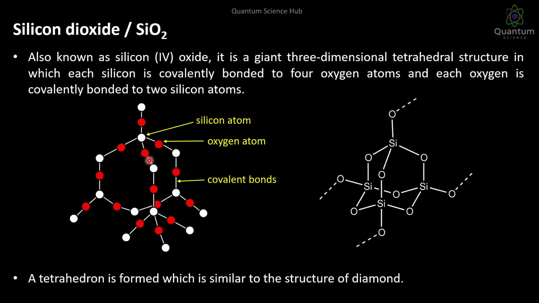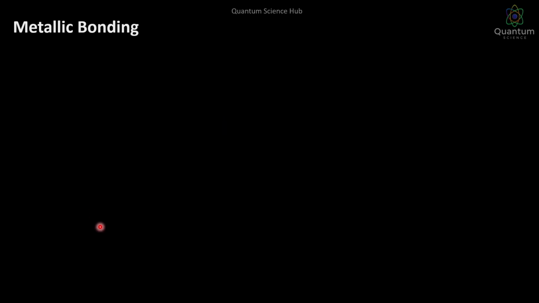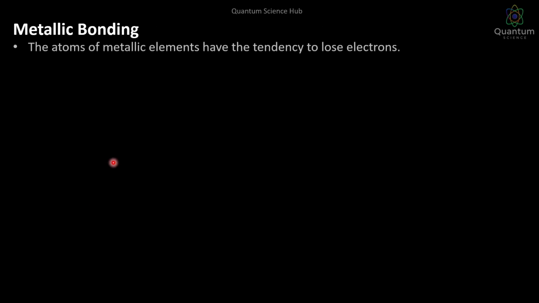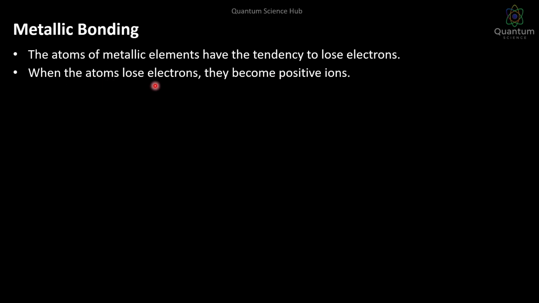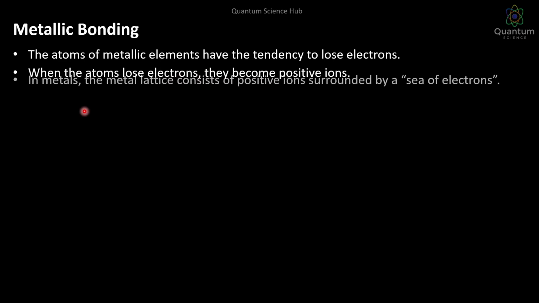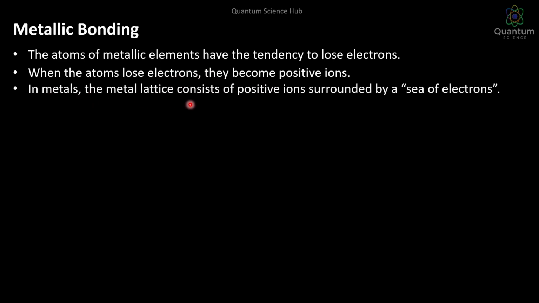Okay? Now let's talk about metallic bonding. The atoms of metallic elements have the tendency to lose electrons. When the atoms lose electrons, they become positive ions. Please remember again, electron is something negative. If you lose something negative, then you will become more positive, right? In metals, the metal lattice consists of positive ions surrounded by a sea of electrons.